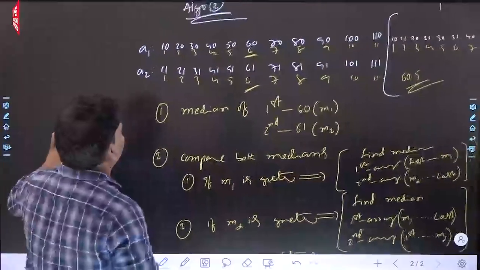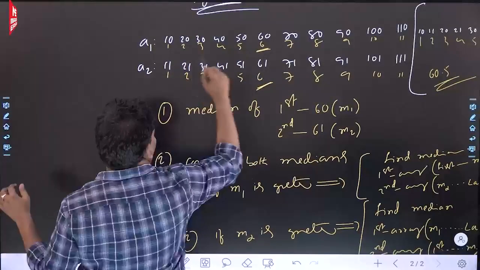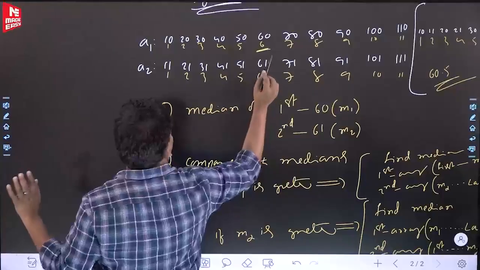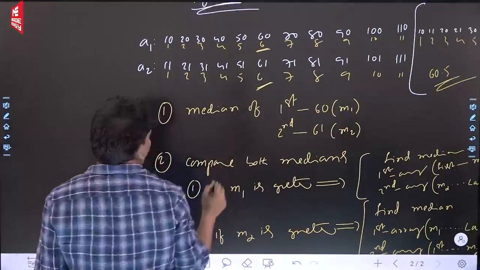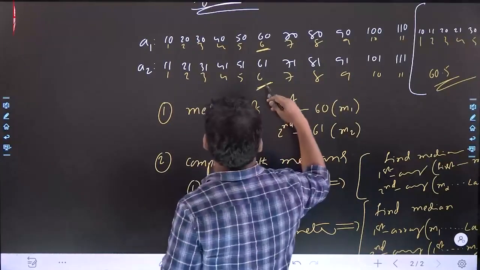Find both the medians. Yes, I found them. The first half median is 60 and the second half median is 61. Compare M1 and M2. Who is bigger? M2 is bigger. M2 is bigger means now where can the median be?